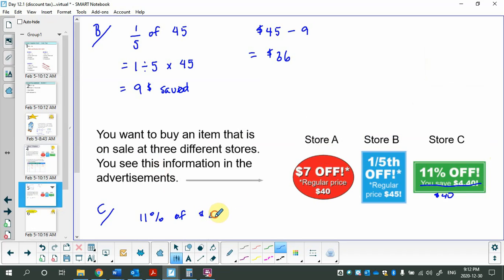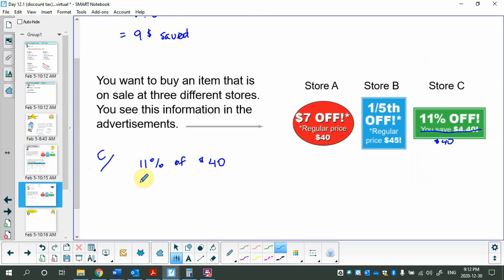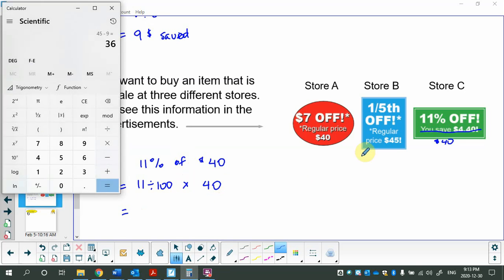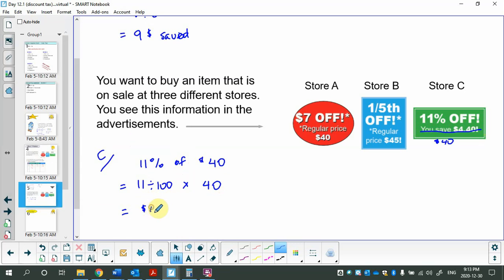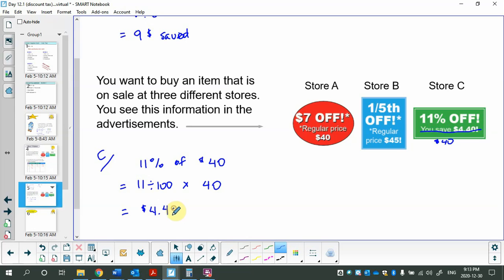So 11% of $40. Do you remember how to deal with percent? 11 divided by 100 is how you deal with percent. Of still means times, and it's 40. So let's see if I actually spilled the beans with this answer here. 11 divided by 100 times 40. Oh, I totally did. And when the calculator says that, and it's money, we need to tack a 0 on the end. And that's how much we've saved.